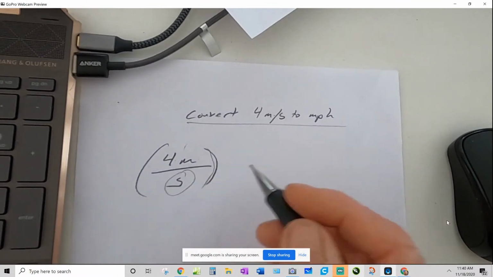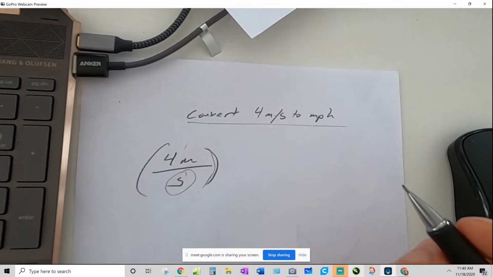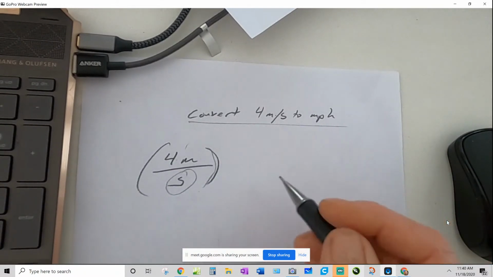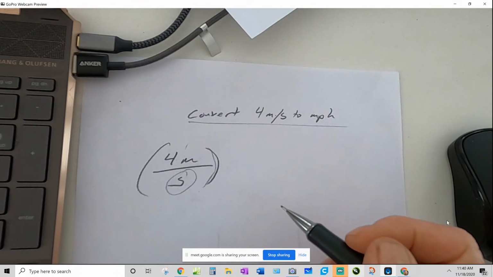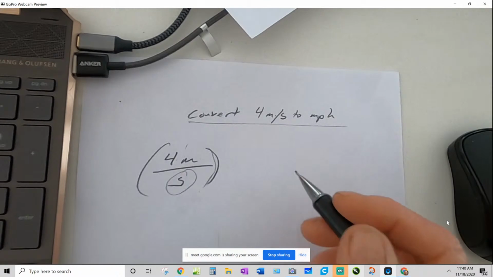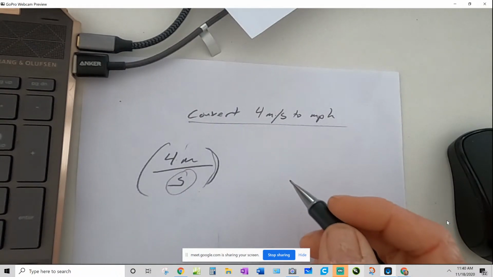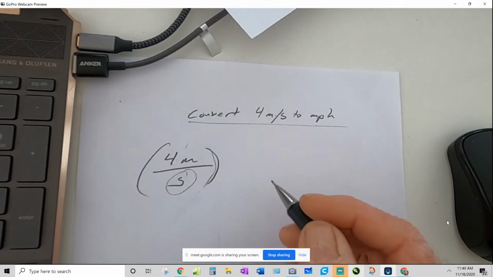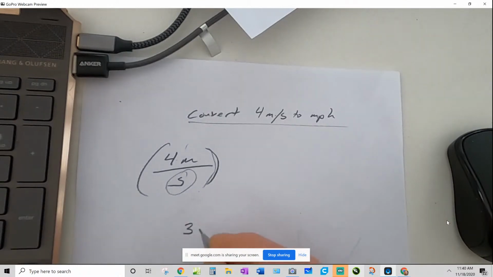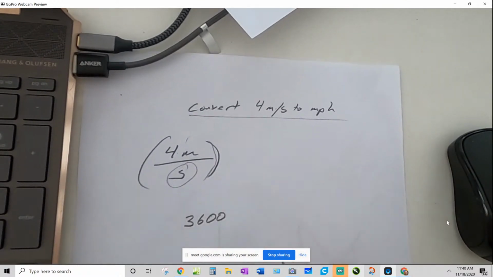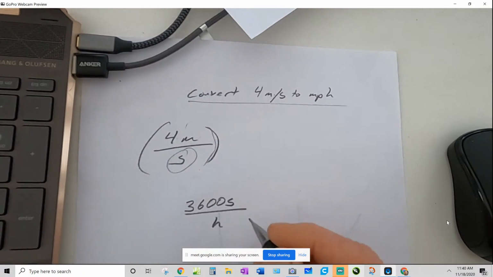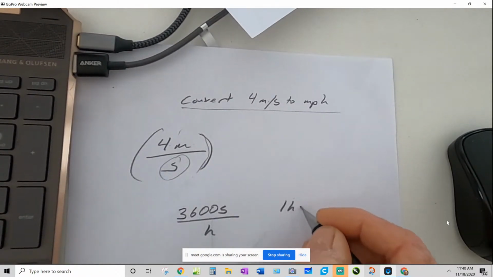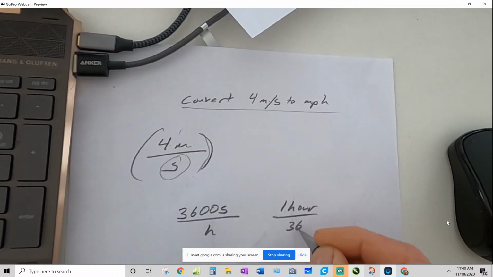So seconds, how many seconds are in an hour? I could do seconds per minute, but I think we could do seconds per hour. Anybody? 3,600. So 60 seconds in a minute times 60 minutes in an hour, 3,600. So I can write that as 3,600 seconds per hour, or I could write that as 1 hour per 3,600 seconds.